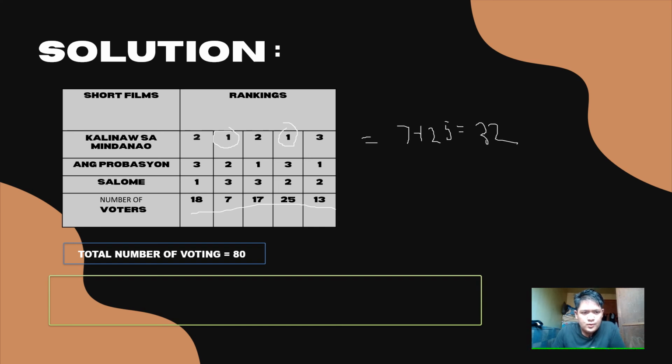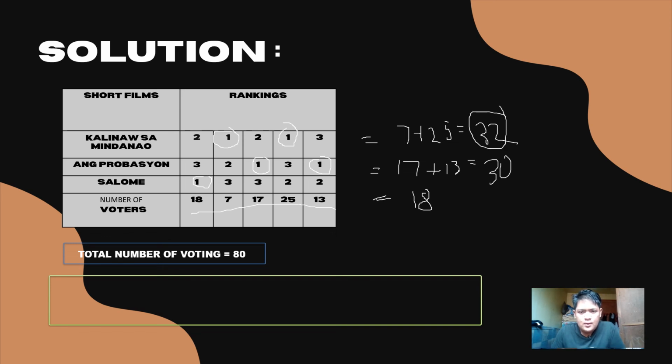Next is La Probasyon. It has two first choices, which is equivalent to 17 votes and 13, which sum to 30. And lastly, Salumi got one first rank choice, which is 18. So therefore, the majority winner is Kalinaw sa Mindanao.